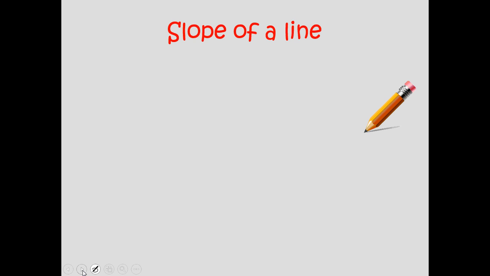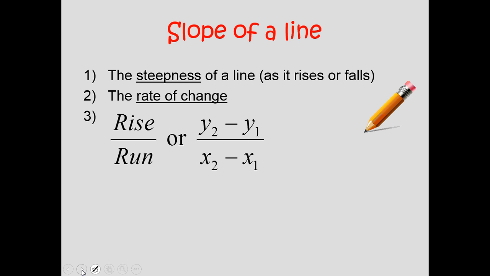Our first idea is the slope of a line. You need to make sure that you have this part written in your notes. So the slope of a line is the steepness of a line as it rises or it falls. It's how steep a line is. Does it go up gradually or does it go up really, really fast? It is a rate of change. You'll hear that a lot in science classes. How did this change over time?